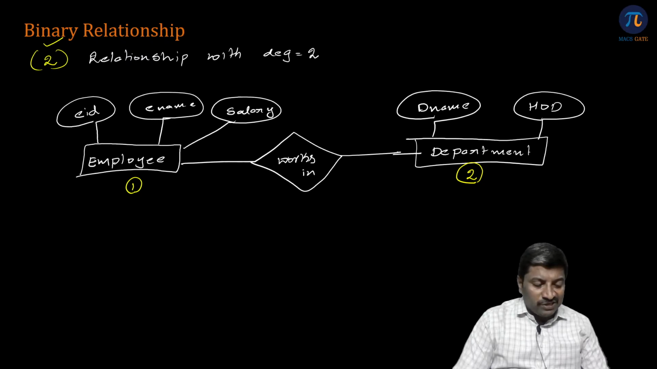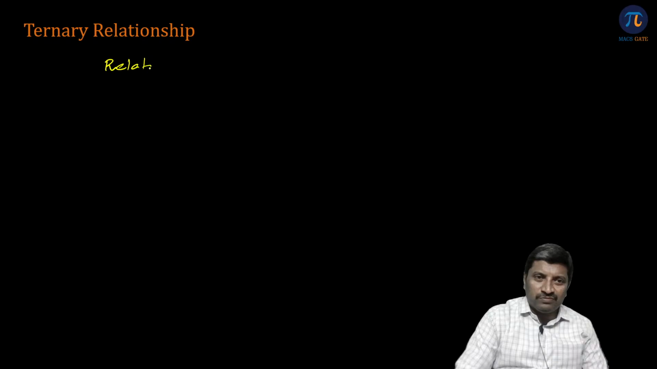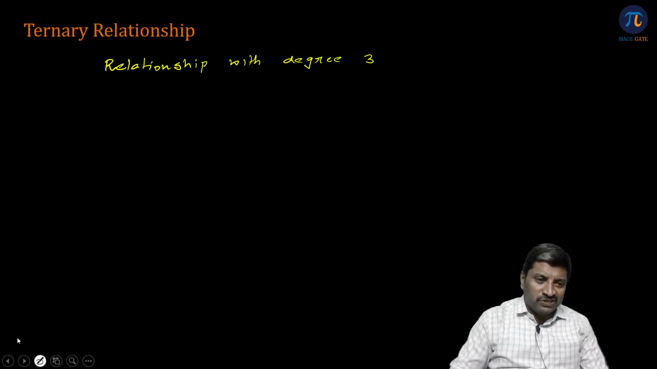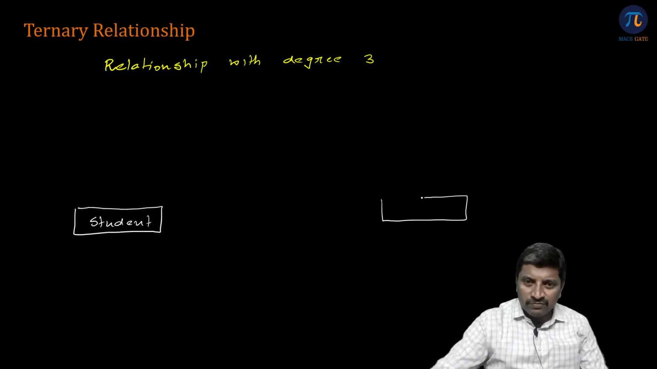Let's go to the next type, sir. Ternary relationship. So the same, sir. Hope you can guess it. Relationship with degree 3. Let me give a simple example which is familiar to us. Suppose student. He joins in a course.